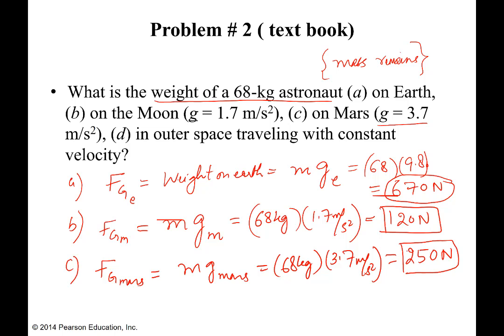But what happens in outer space when you are traveling with constant velocity? That means there is no acceleration. When you're traveling with constant velocity, a should be 0. So there's literal weightlessness. In outer space, acceleration is 0, hence weight is 0. Apparent weight is 0. We'll talk about that later, that there are still forces acting on it, but the apparent weight or the net force works out as 0.